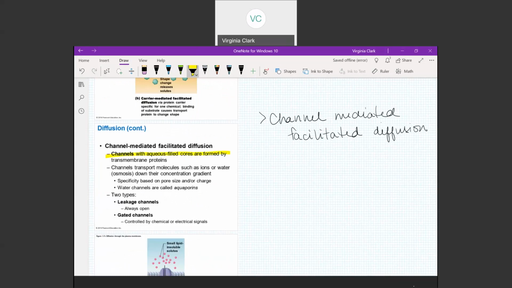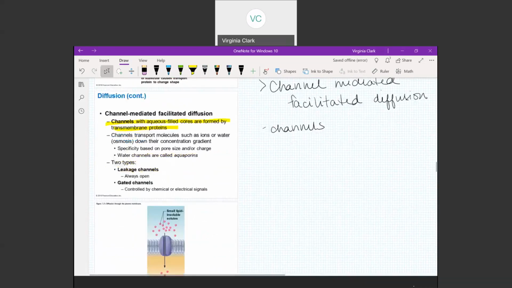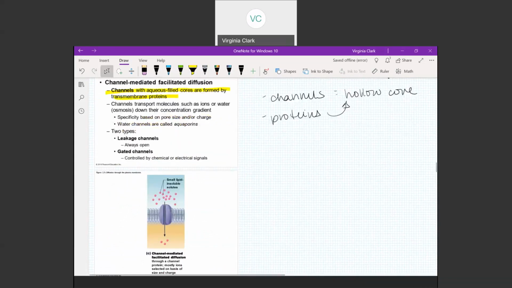So these channels are going to essentially be the bridge. The other one was a life raft that you had to kind of get in to float across. You had to be a part of it. Whereas the channels is essentially going to be a hollow core. These are going to be proteins, remember? So it's a protein with a hollow core. Down here in my example, here is my plasma membrane, here is my channel protein, and you can see these guys can move straight through this plasma membrane. So that is how this guy works.